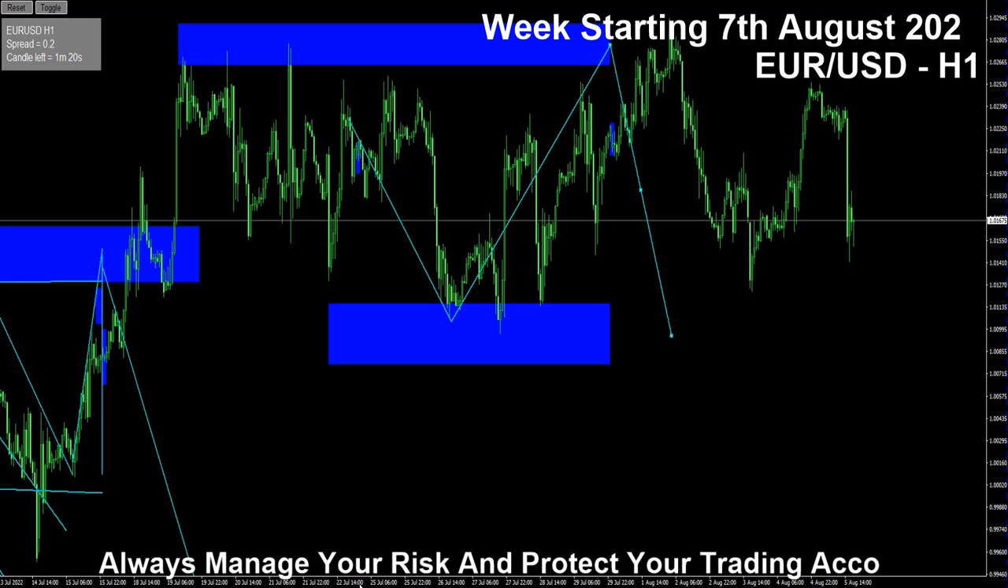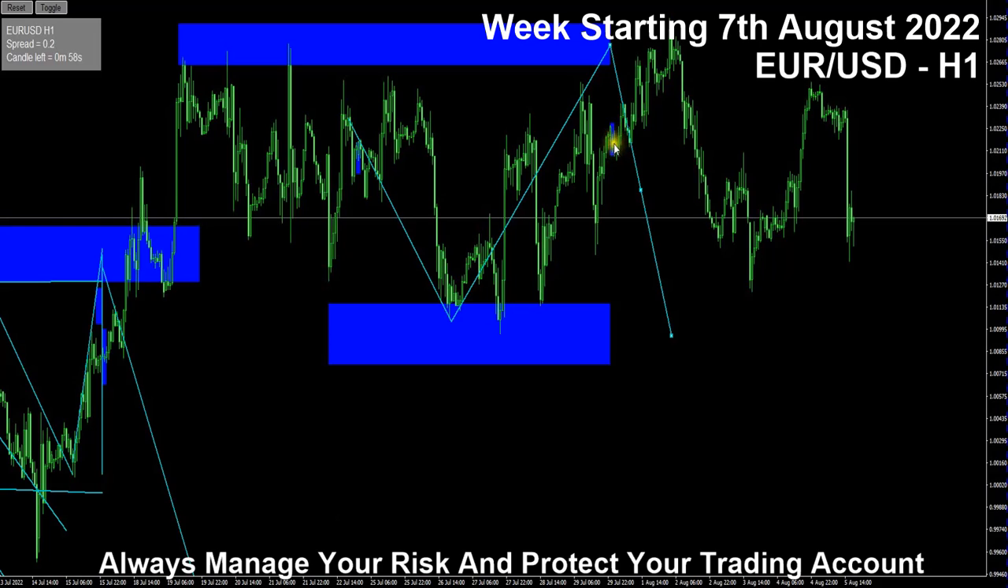As normal, we're looking at the Euro USD. In front of you here is the 1 hour chart. So we're going to look at price action trading first, and then we're going to look at our MT4 indicator trading strategy as well. But let's just first of all focus on price action.